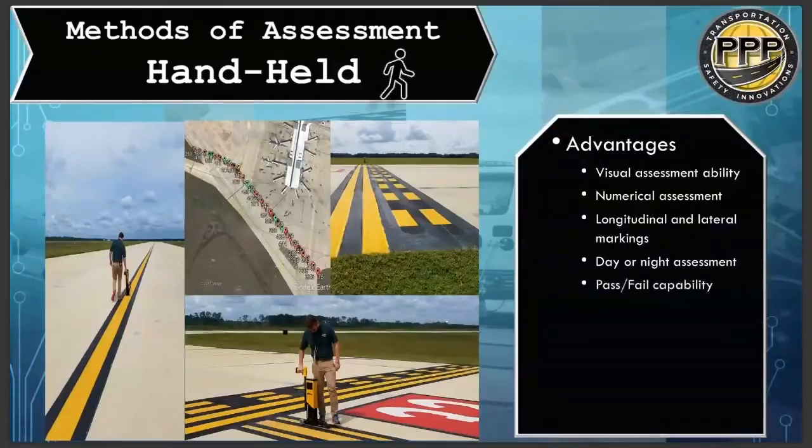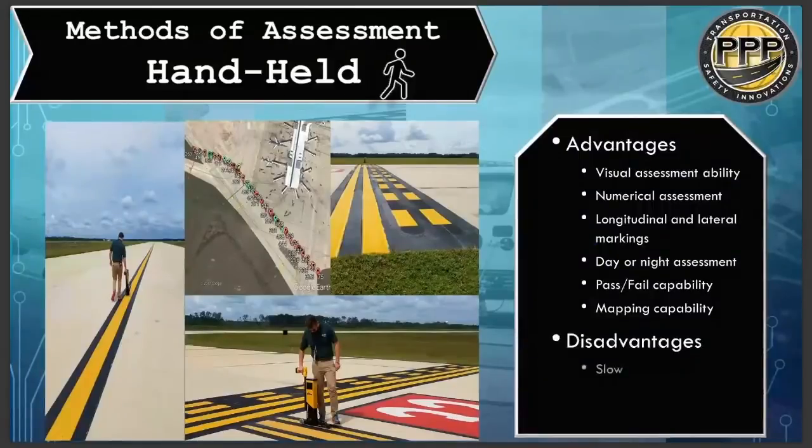And you get pass-fail capability. So you're able to set the limits and say, okay, if it's 100 or more, then it's pass. If it's 100 or less, it fails. Mapping capability. This particular unit, the StrikeMaster 2 Touch, has a GPS in it, and so every time you pull that trigger, it logs where it's at on the runway.